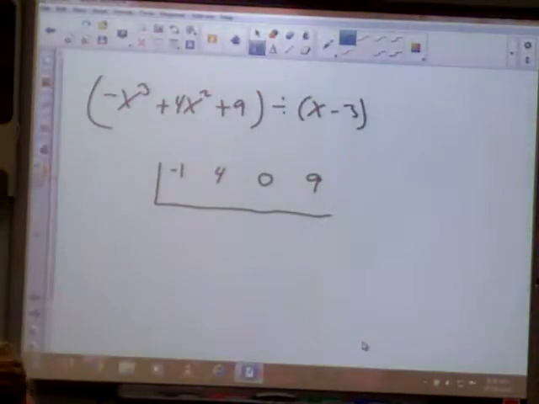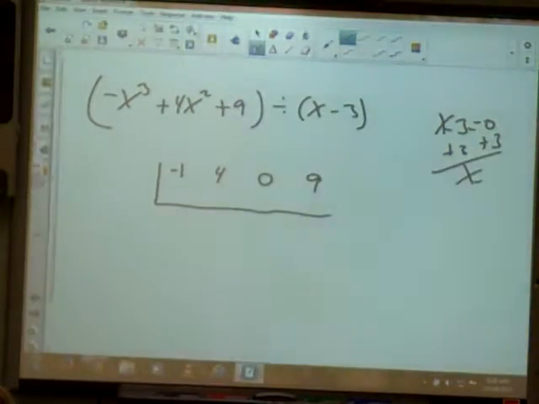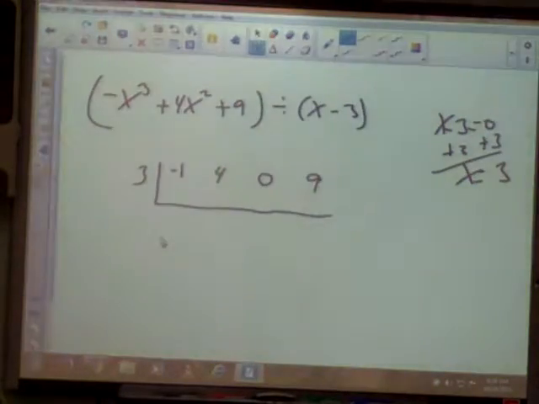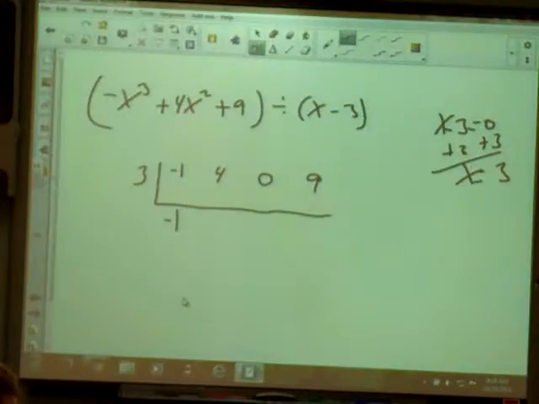Alright, what's going to go outside the box on this one? 3, because you would take x minus 3, set that equal to 0 and solve, so 3 is correct for outside the box. We get the show on the road by dropping the first number all the way down, because we got to have something to multiply by. So now I got two things outside. I multiply those. Negative 1 times 3 is, yes? I set the factor equal to 0 and solve.